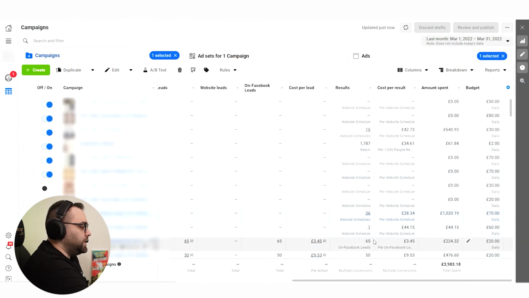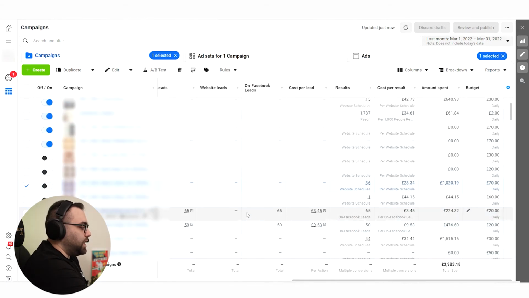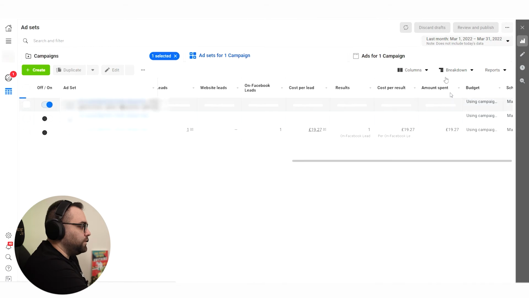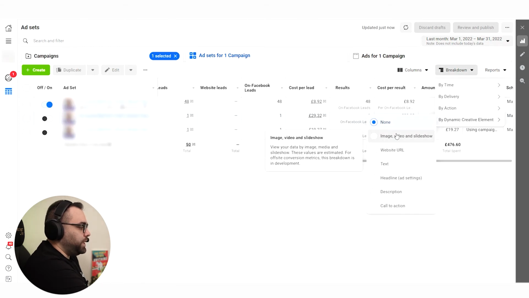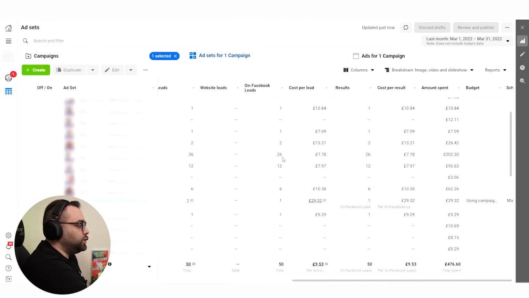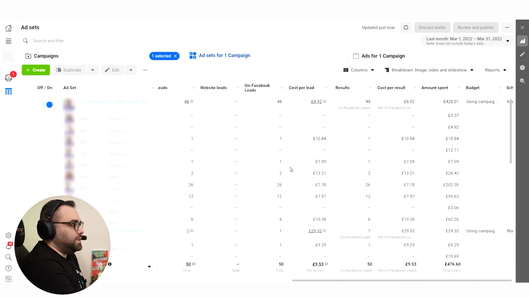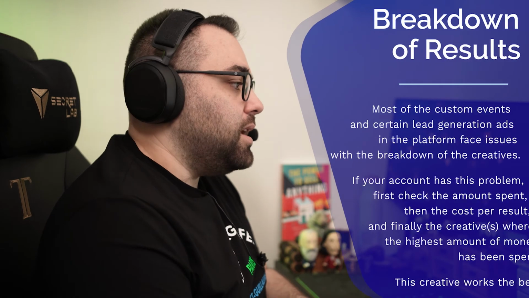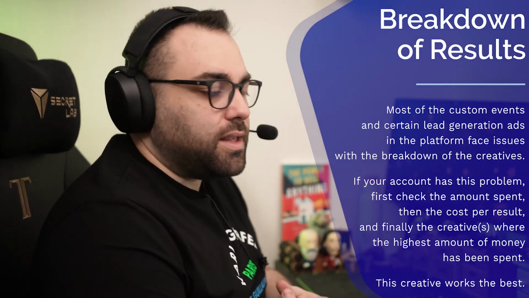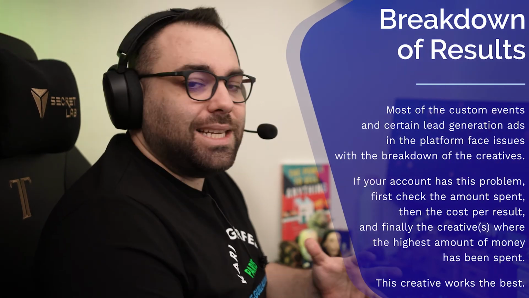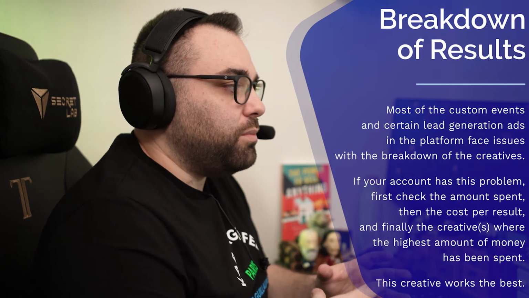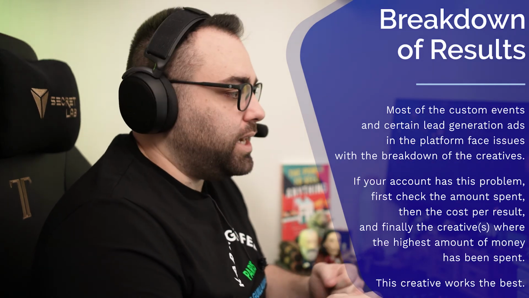Another thing, if we check here, for example, this is a lead generation happening within the platform for the same period, and if we check the breakdown by dynamic image, we can see that it's working for the images. I also have other sites that I'm working with and other accounts that have the purchase event and it's working there also. We didn't have any problems. But there are some specific events, most of the custom events, that have issues, and sometimes lead generation ads within the platform also have issues on the breakdown of the creative.